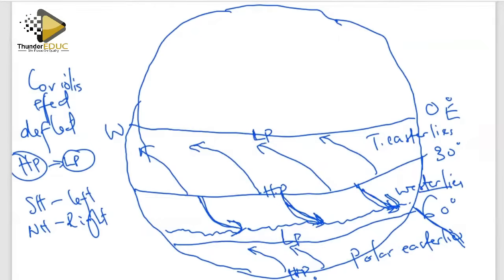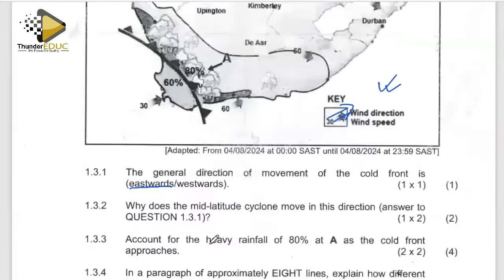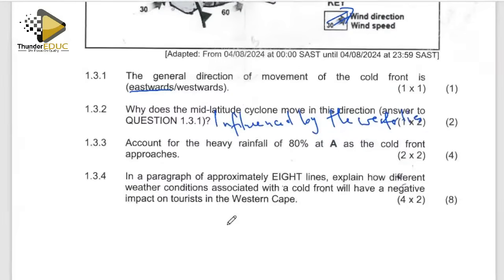That takes us to the response for the next question. So they are influenced by the westerlies. Those are the winds responsible for the direction of movement of the cold front or the mid-latitude cyclone as a weather system. Account for the heavy rainfall of 80% at A as the cold front approaches. Why do we experience rainfall there as the cold front is coming and passing?